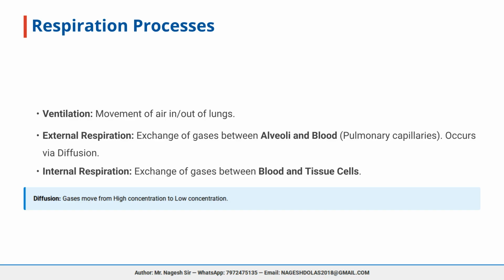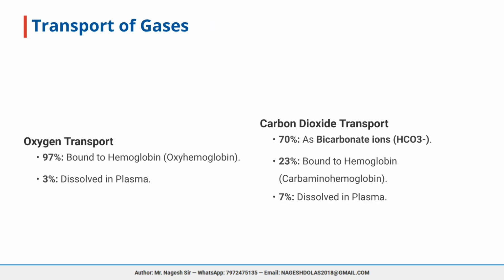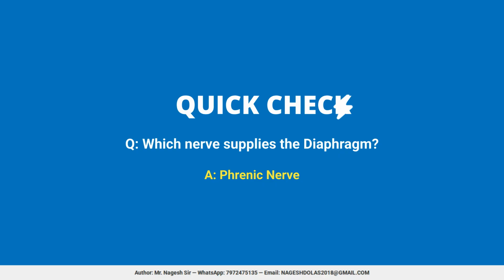Respiration includes 3 processes. Ventilation is air movement, external respiration is gas exchange between alveoli and blood, and internal respiration is gas exchange between blood and tissue cells. All gas exchange occurs via diffusion from high to low concentration. Oxygen is transported mostly bound to hemoglobin, 97%. Carbon dioxide is primarily transported as bicarbonate ions, 70%, with smaller amounts bound to hemoglobin or dissolved in plasma. Quick check. Which nerve supplies the diaphragm? The answer is the phrenic nerve.